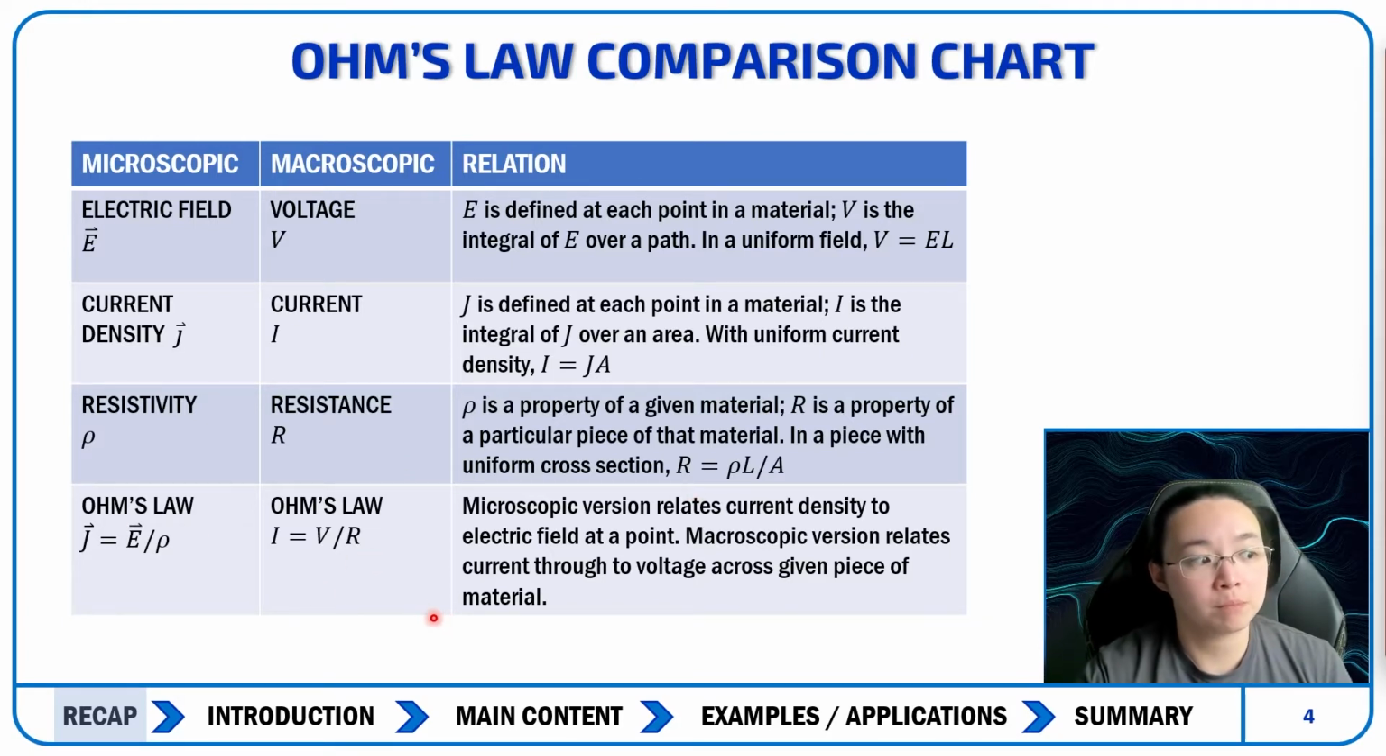And of course, based on which one you take a look at, whether it's microscopic or macroscopic, you have different ways of representing Ohm's law. So you can have J, the current density, being equal to the electric field over resistivity, or you can have current is equal to voltage over resistance. So these are the two main versions of Ohm's law based on what kind of system you're looking at.